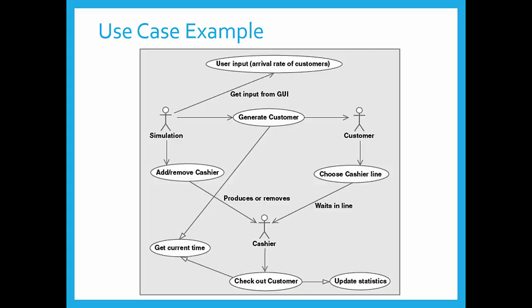When customers are checked out, the system then updates statistics by using the current time. Notice that getting the current time is reused by both generate customer and checkout customer, as we want to keep track of how long a customer waits in line.